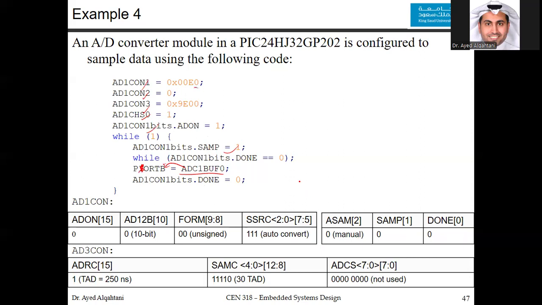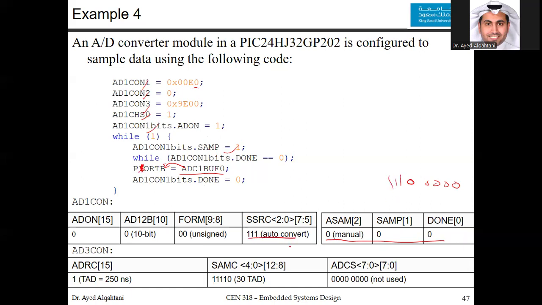We know this is 0, so the sampling is manual. Here we have E, so it's actually bit number 3 and 4. They are 0, 0. So here we have 0, 0, 0, 0. That's bit 0, 1, 2, and 3. Bit 4 is 0. And bits 5, 6, 7 are 1, 1, 1.